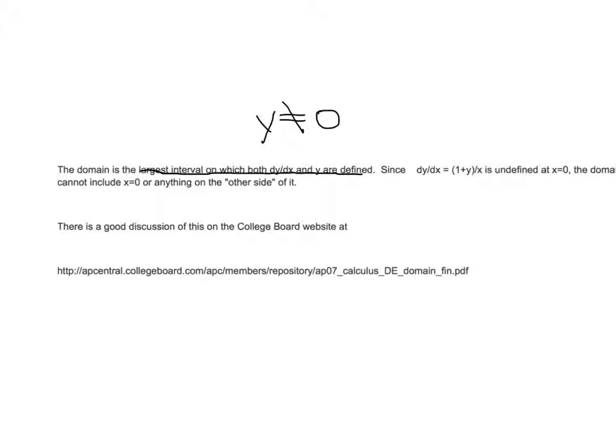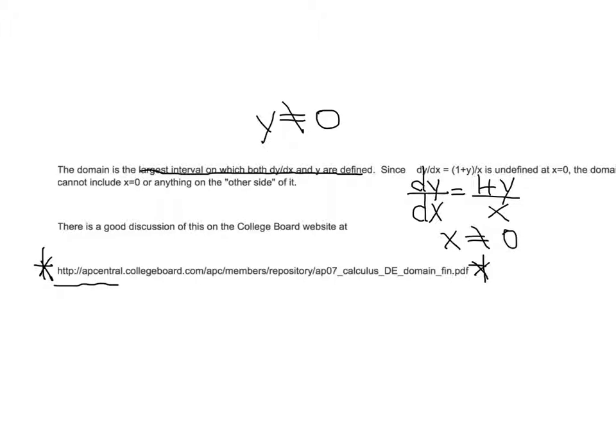Now, this was a different scenario that I asked about before, but you can see if I was given this differential equation, 1 plus y over x, in this example, x could not equal 0. So it's undefined there. So therefore, the domain cannot include x equals 0 or anything on the other side of it, because then it's not continuous. So in this example that we're looking at, y cannot be equal to 0 or anything on the other side of it. Now, if you'd like to see some more examples and more clarification, here's a website provided by AP Central that gives quite a few more examples, you can see other domains for differential equations.